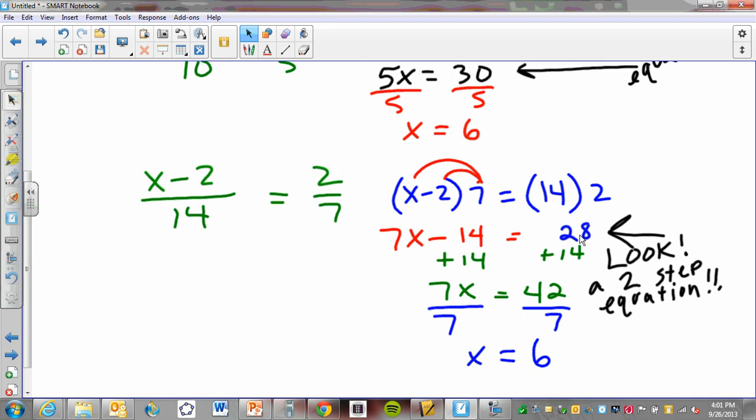Now we have a two-step equation, which is what Monday and Tuesday were all about. So we add 14, because it's not connected to this variable, to both sides. This becomes 42, and we're left with 7x. Now it's down to a one-step equation. Divide both sides by 7, x equals 6.